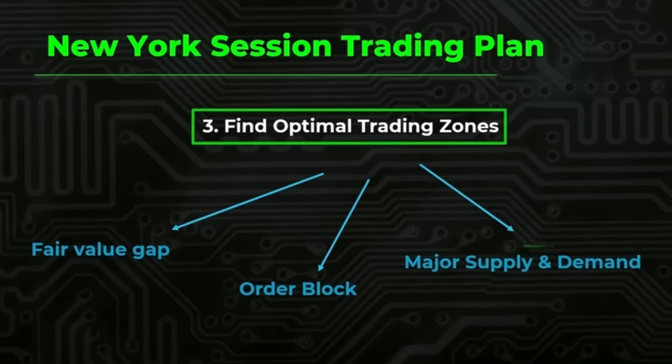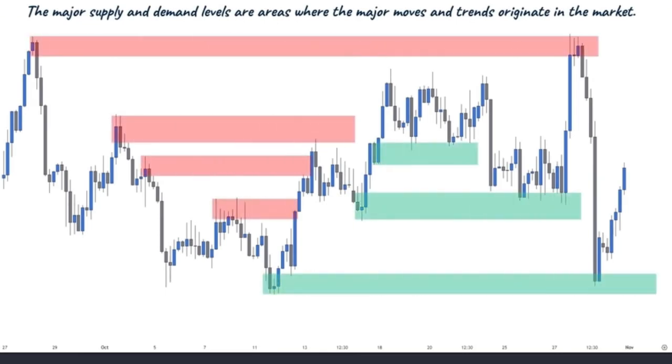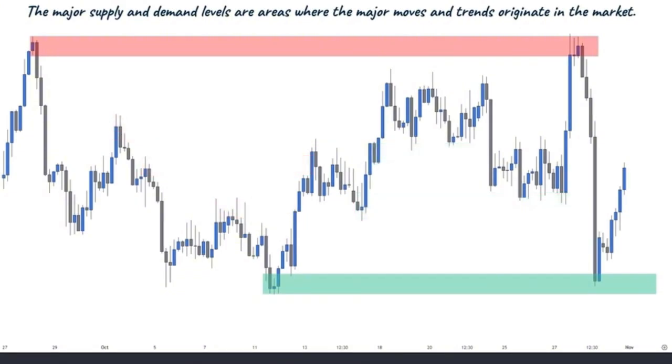But what do we call a major supply and demand zone? The major supply and demand levels are areas where the major moves and trends originate in the market. For example, if you consider this as the market structure, these are supply and demand levels. But the key areas are the levels that cause the main movements of the market. Identifying key supply and demand levels in trading is important because they represent price levels where significant buying or selling activity has occurred.